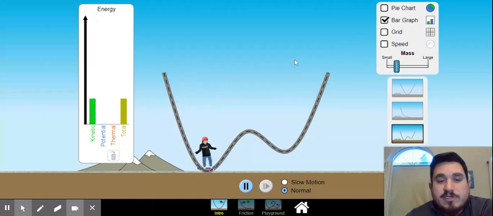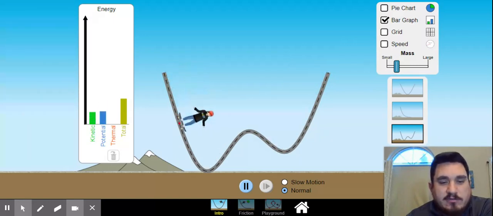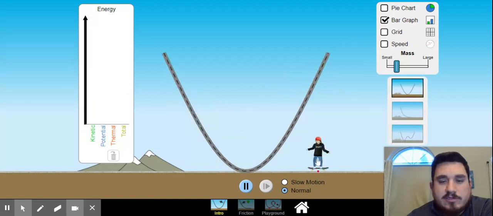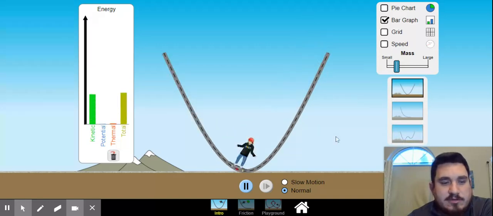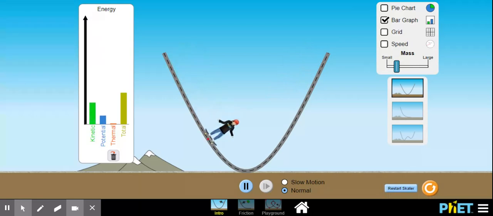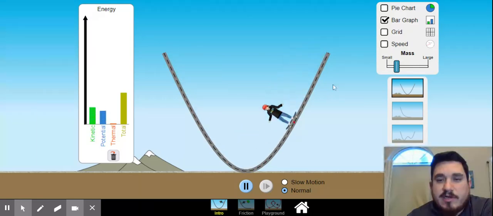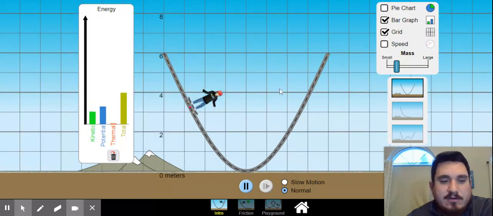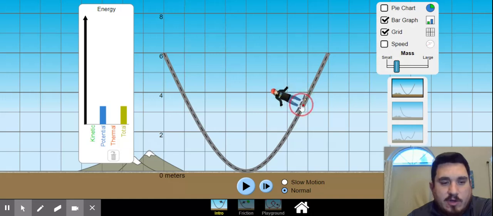All right, so the very first question is asking you about kinetic and potential energy. So I will leave this running for a second. And it might help if I use this graph a little bit better here. All right, so the next question is asking you a little bit about the height. So it's asking you to pick a different height.